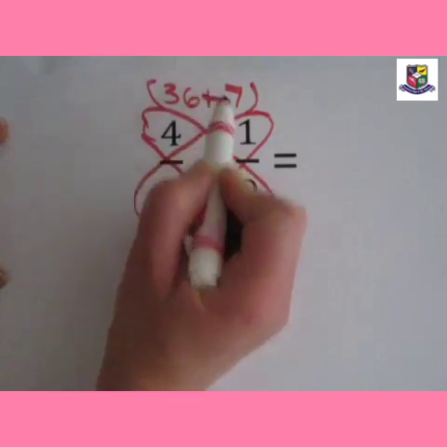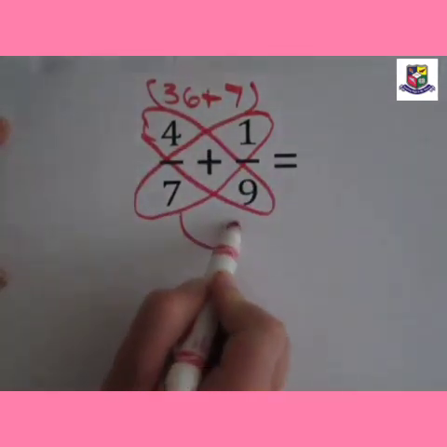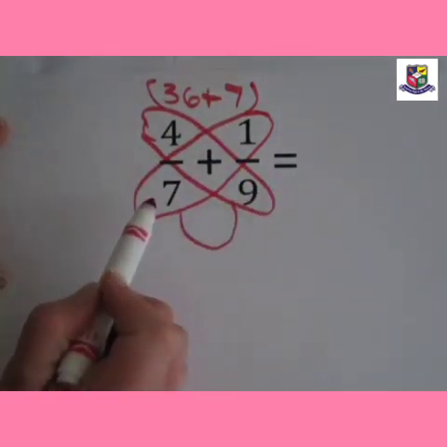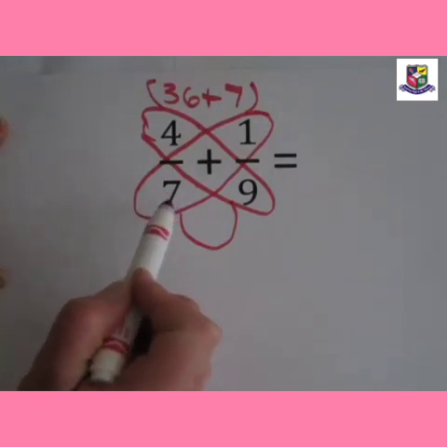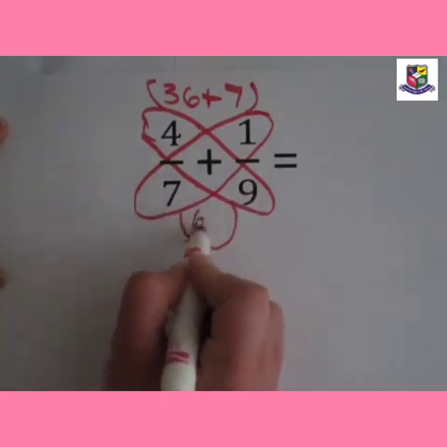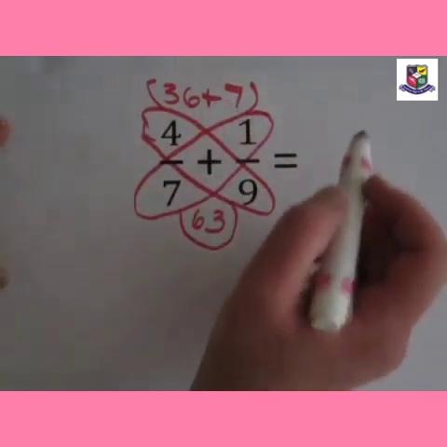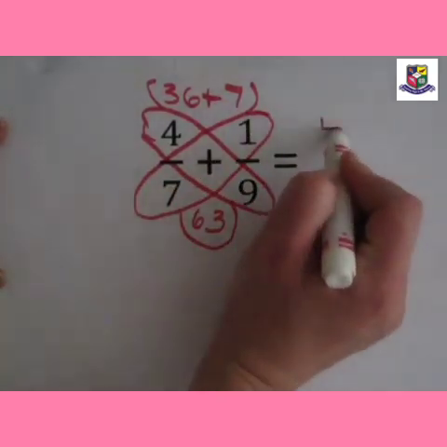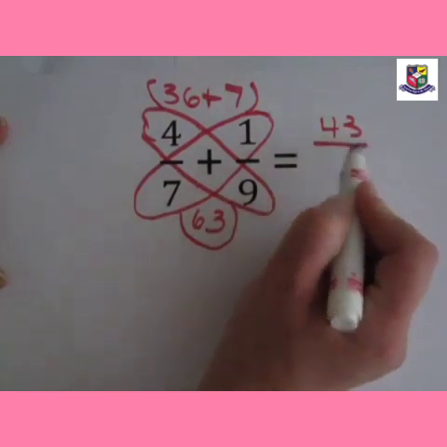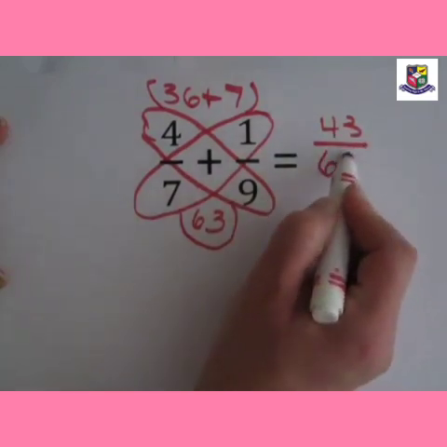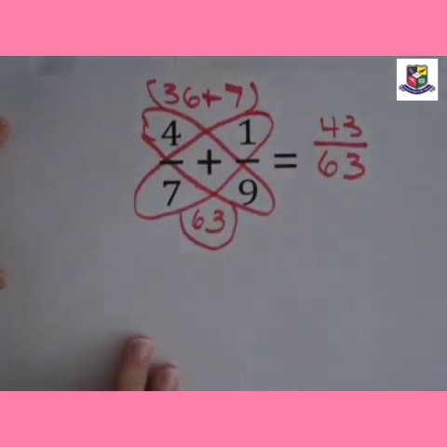And down, we will just multiply 7 by 9, we'll get here 7 9s are 63. So up we have to add 36 plus 7, it will be 43. And denominator 63. So we get the answer 43 by 63.